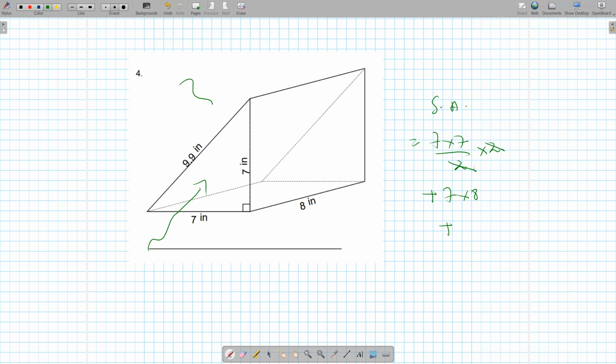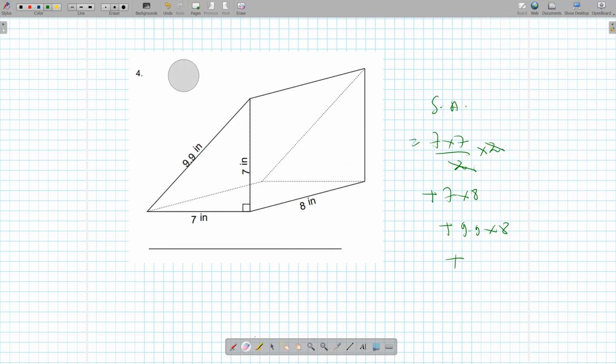Plus, what about this side here, the roof? 9.9 times 8. Yes, that's also a rectangle. What about the bottom, the base of this? It's also 7 times 8. Yeah, that's right. And there we go, that's the entire answer. So 7 times 7 plus 7 times 8 plus 9.9 times 8 plus 7 times 8. That is 240.2 inches squared. Okay, that's the surface area.